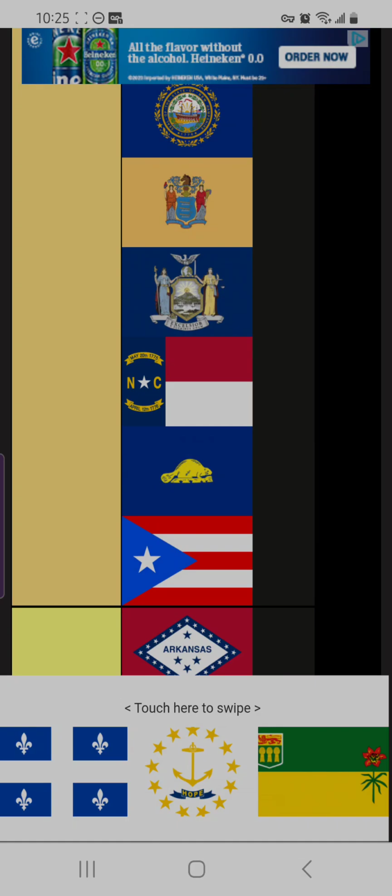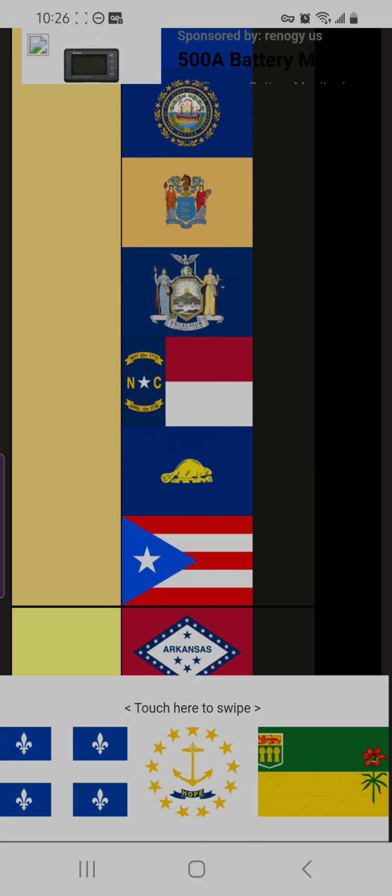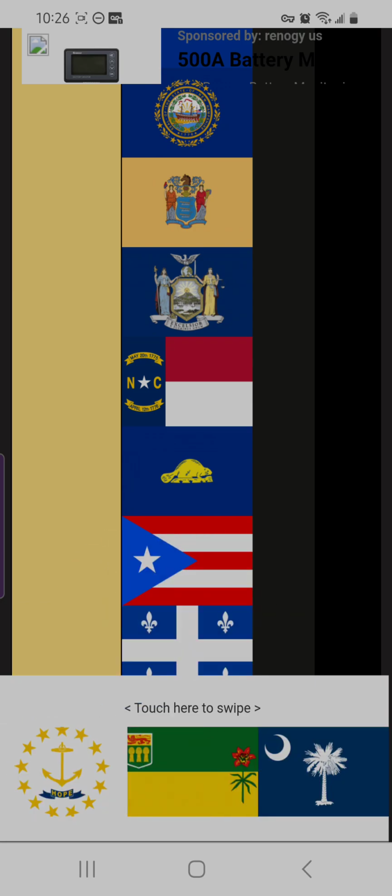Quebec. Quebec is like a flag where it just calls back to the French. This flag was always used for Quebec. Quebec was a province that had Quebec City. Quebec actually has a pretty good flag, similar to some of the other flags. I don't think this is the best flag of the Canadian provinces, but it is still a really good flag. I will give this a B plus tier, like Puerto Rico.